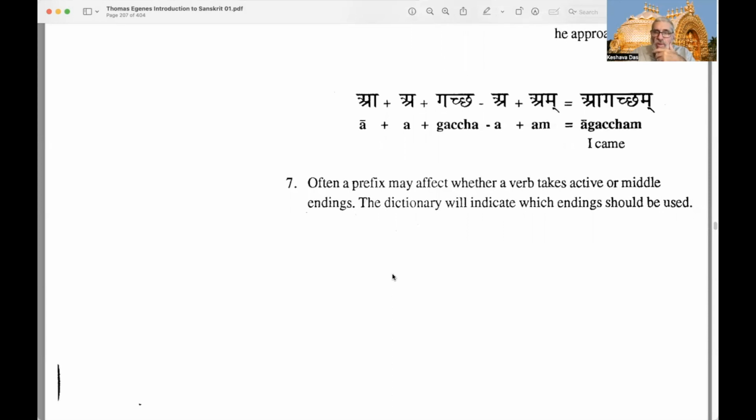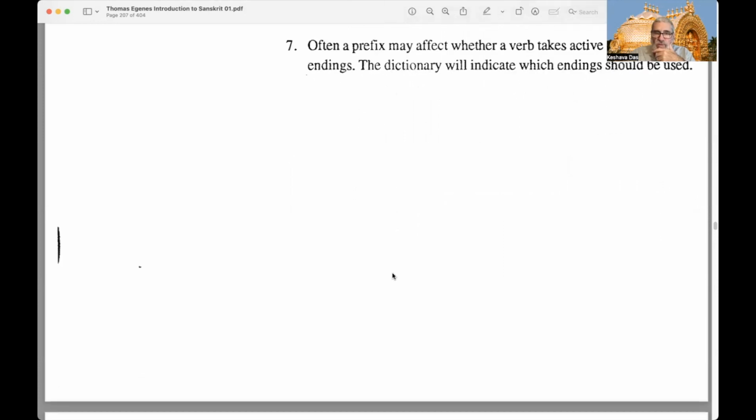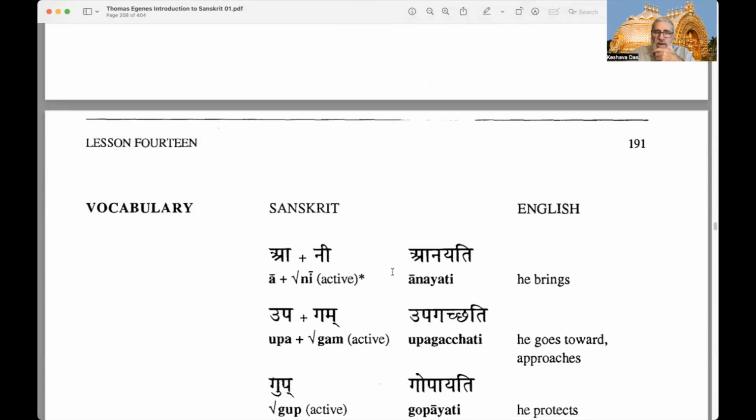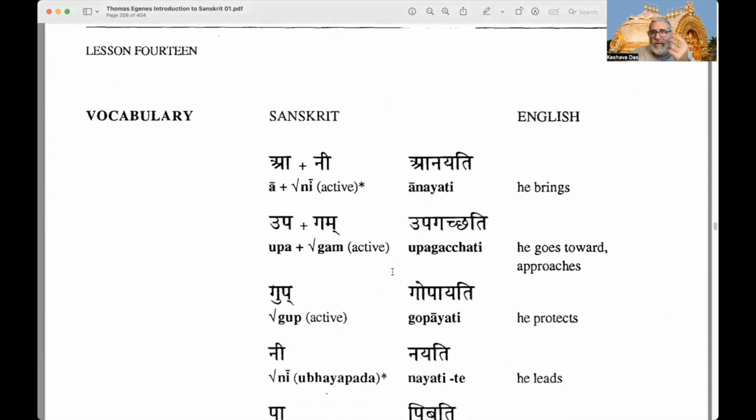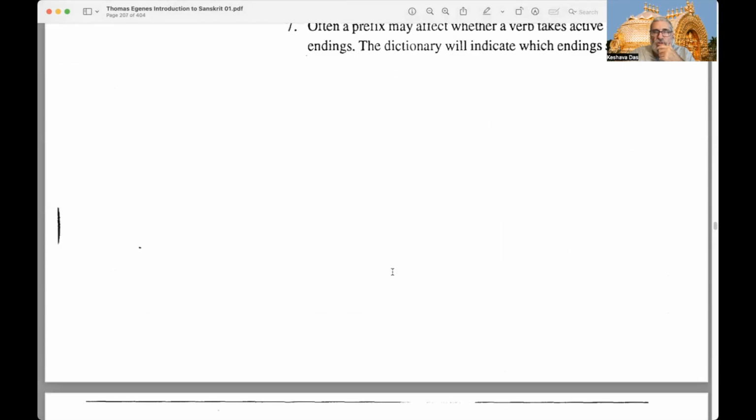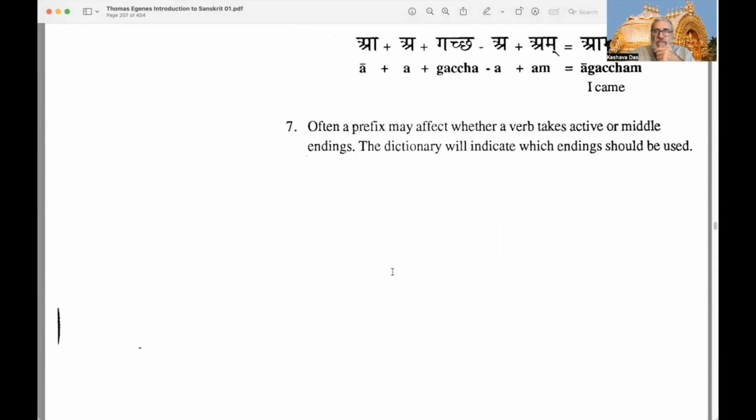Often a prefix may affect whether a verb takes active or middle endings. The dictionary will indicate which endings should be used. When we look in the dictionary, usually the third person singular present tense is given, with either an active or a middle ending. We can also see the little letters A, U, or P next to the verb. We may even see which conjugation the verb is in, but we'll certainly see A for Atmanepada, P for Parasmaipada, or U for Ubhayapada, which means they can take both endings.